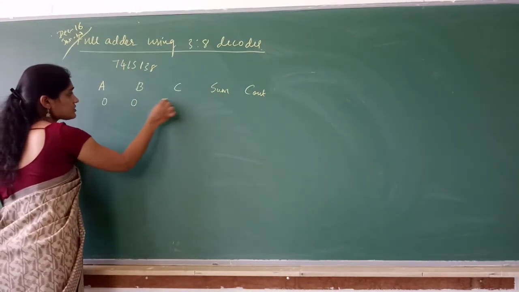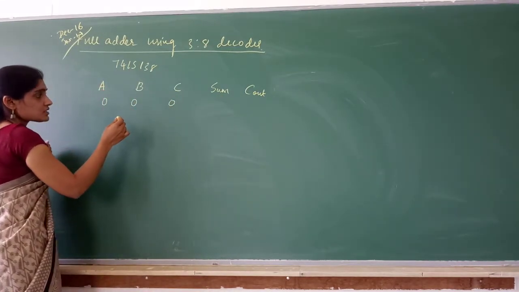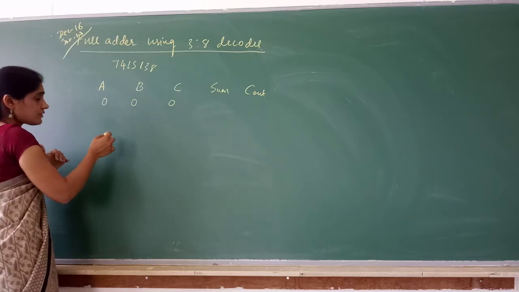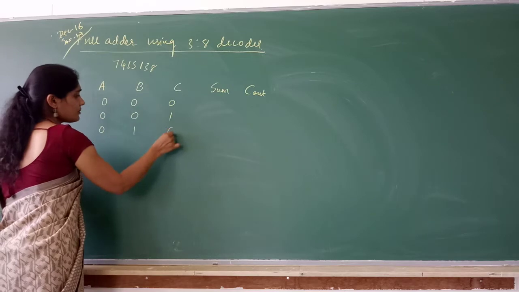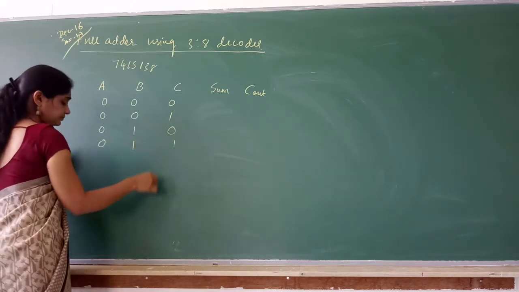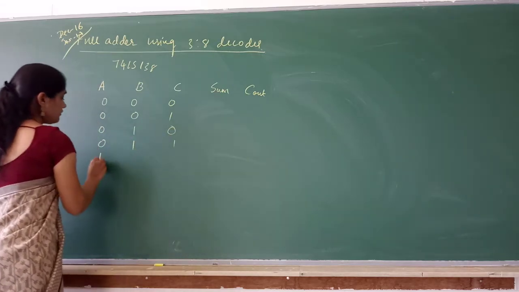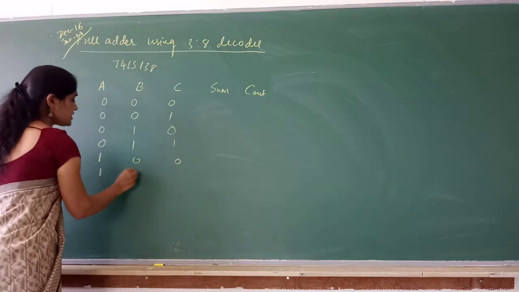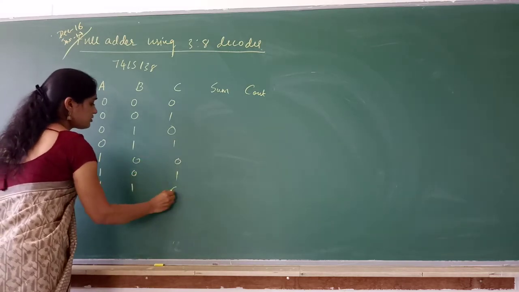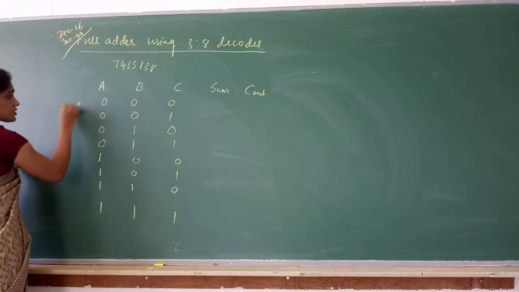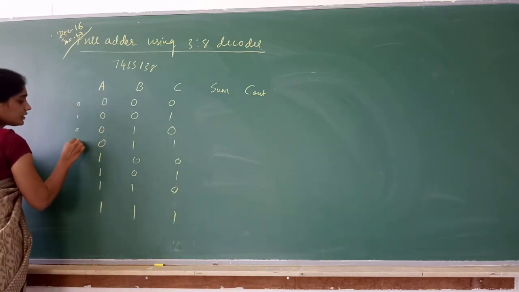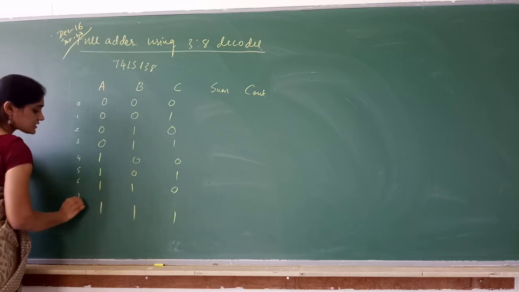So 0, 0, 0. Since we have 3 inputs, we will have 0 to 7, that is 8 combinations: 0 0 1, 0 1 0, 0 1 1, 1 0 0, 1 0 1, 1 1 0, 1 1 1. These are the combinations we have, and this corresponds to min terms 0, 1, 2, 3, 4, 5, 6, 7. Correct?